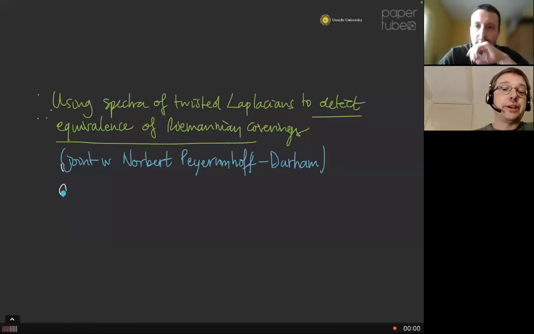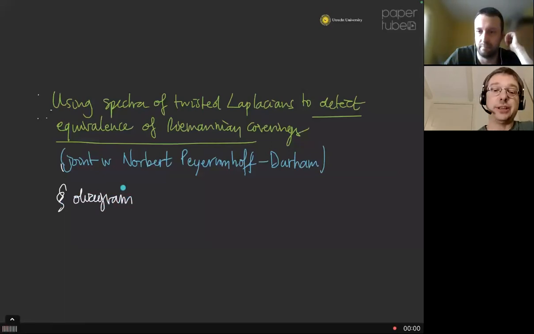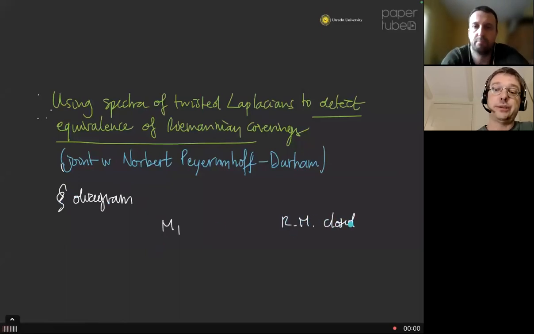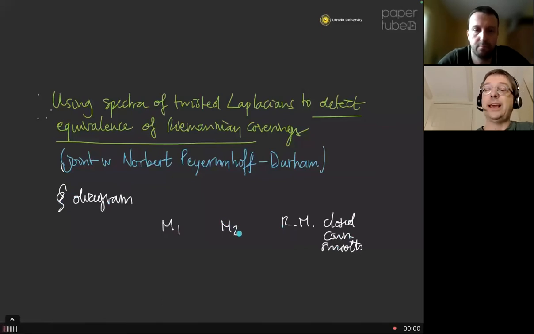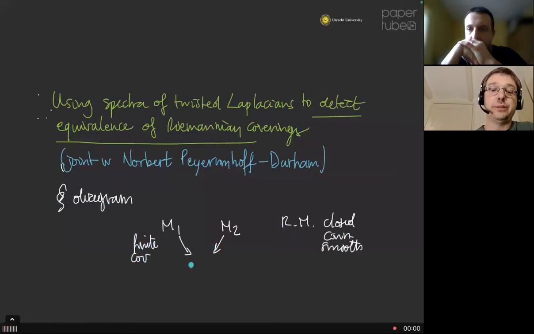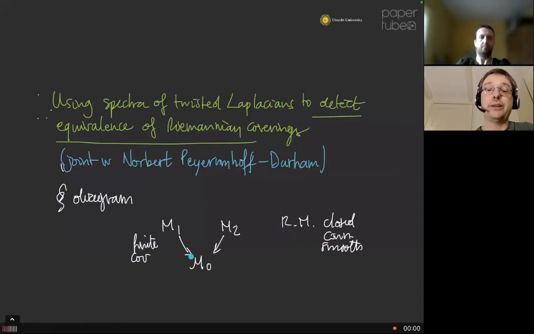I wanted to start with showing you a diagram. This is the starting diagram for the entire talk. The diagram consists of two Riemannian manifolds. Let's always take them closed, connected, smooth. Here's one of them. Here's another one. I'm going to make the assumption from the start that they both map by finite coverings to something common. Let's say another such Riemannian manifold, but this can actually be, if you want, an orbifold, as long as the universal covering of this is a manifold. So we could put an orbifold here.